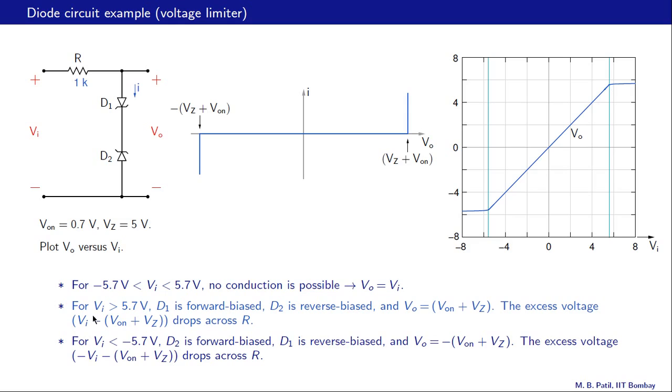Point number 2, for Vi greater than 5.7 volts, D1 is forward biased, D2 is reverse biased. The current flows like that, and the output voltage is V on plus Vz, that is 5.7 volts, as shown over here, and of course it is constant. The excess voltage, that is the difference between Vi and the output voltage, that is V on plus Vz, drops across R. As an example, let us say Vi is 10 volts. Of this 10 volts, 5.7 volts will drop here, and 4.3 volts will drop across R.